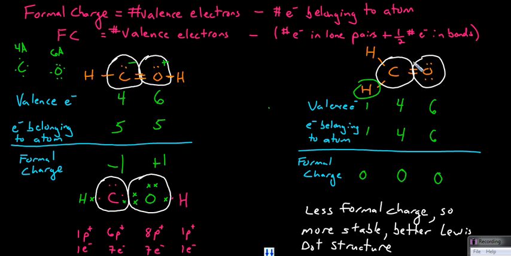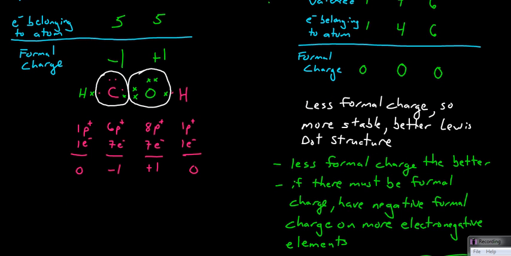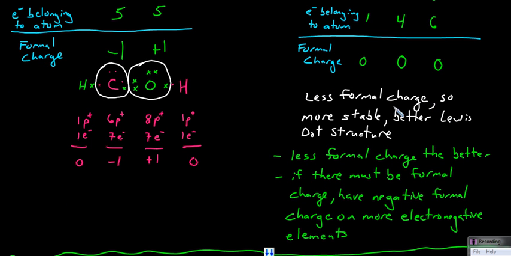In fact, because there's no formal charge on this form of formaldehyde and a significant formal charge on this form of formaldehyde, we know that this will be the actual structure of formaldehyde. This is the more reasonable Lewis dot structure. You can see that the less formal charge, the better a Lewis dot structure is as a viable option. Now, if there must be formal charge, you want to have any negative formal charge on the more electronegative elements. We'll see this in the next video.